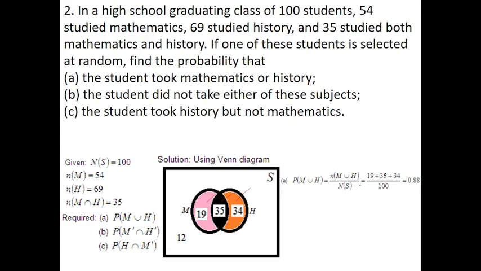So, over total, 100. Ibig sabihin yan, math union history, yung iba dyan, math lang ang tinitake, yung iba dyan, history lang ang tinitake, kaya meron kang 19, meron kang 34. Yung iba dyan, parehong subject yung tinitake, na 35. Kaya sakop lahat. Kaya yun yung interpretation nito. The student took mathematics or history.